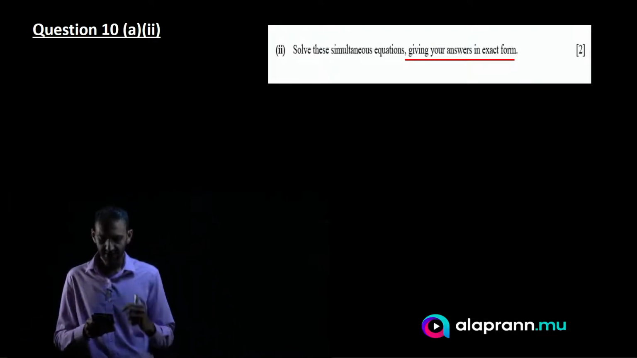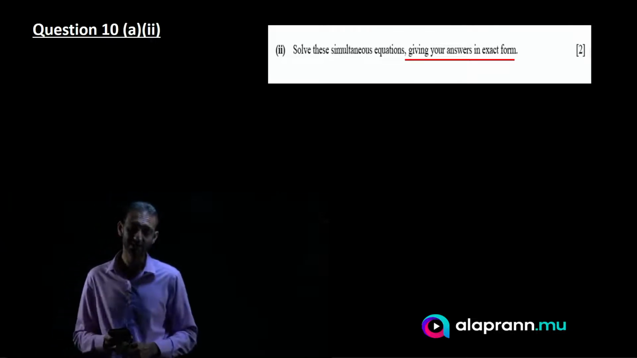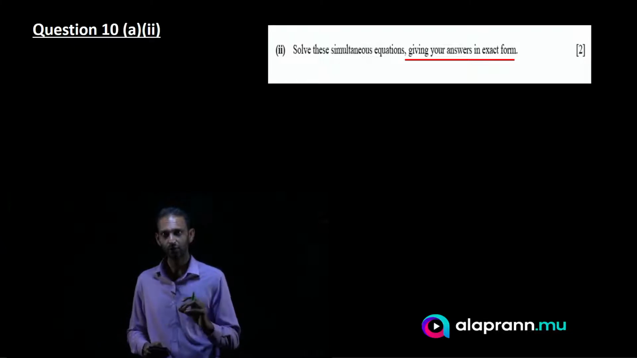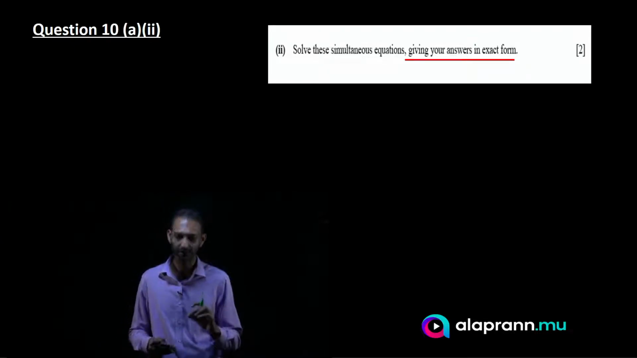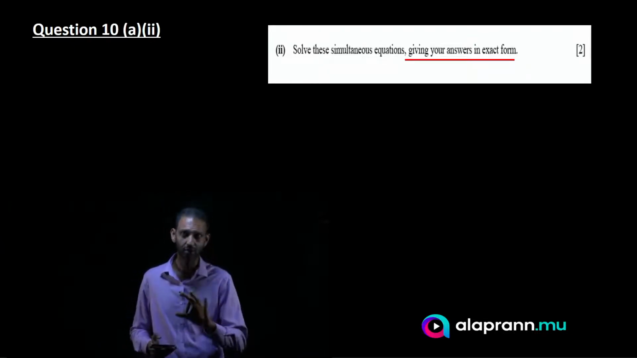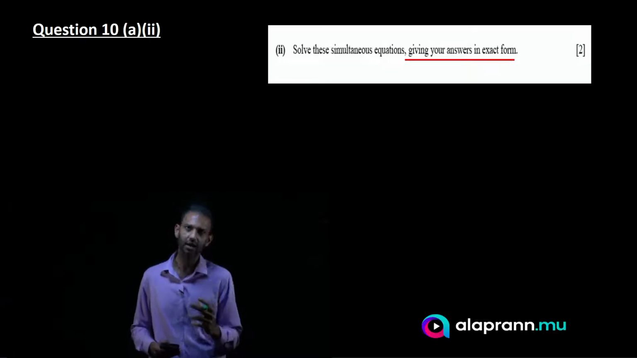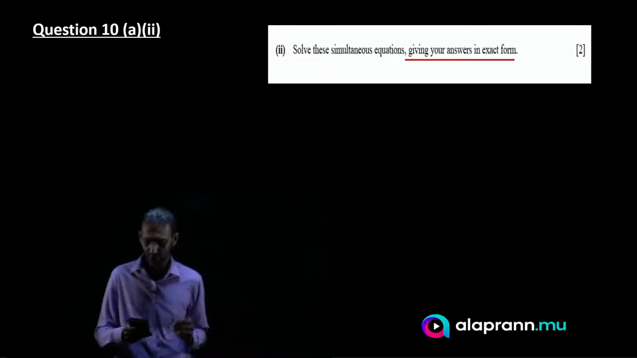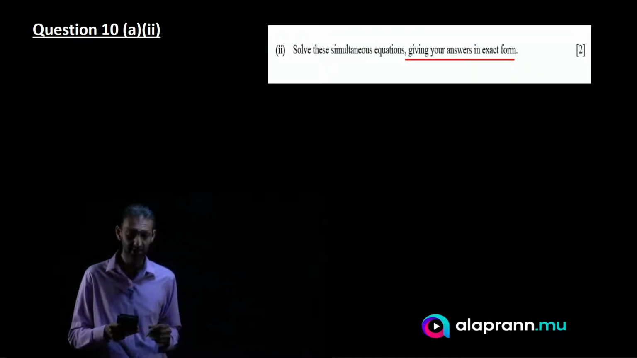Second part, solve the simultaneous equations, giving your answers in exact form. You're asked to solve the simultaneous equations, and you need to give your answer in exact form, which means they don't want decimal places, non-terminating decimals. Technically speaking, there will be some exact square root, surd, and things like that. So solve these simultaneous equations.